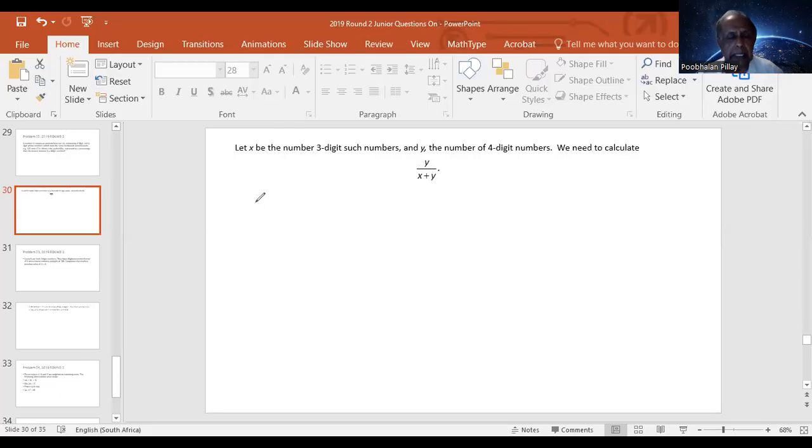Okay, so X is the number of 3-digit palindromic numbers. Okay, now how do you count all these numbers? Now watch carefully. Now, let's assume that the middle number is 0. Right? If the middle number is 0, how many palindromic numbers are there with the middle number 0?